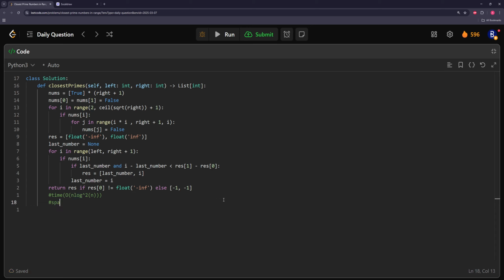And then space. So for every number we do have this array, right? So it'll be O of n.